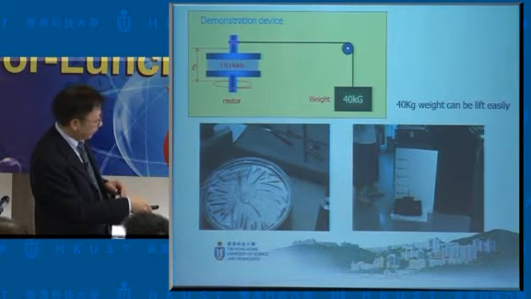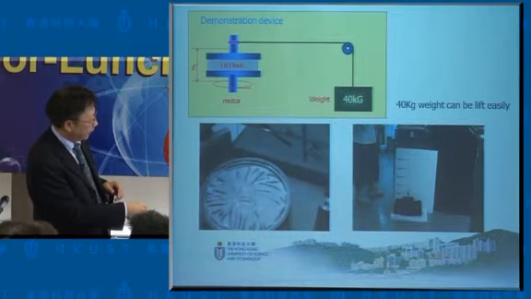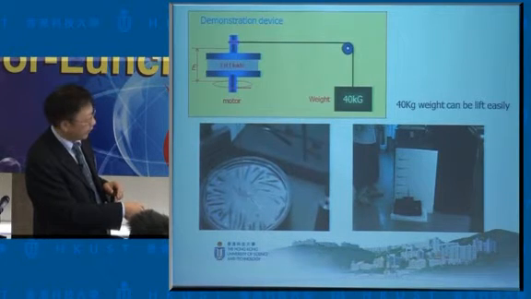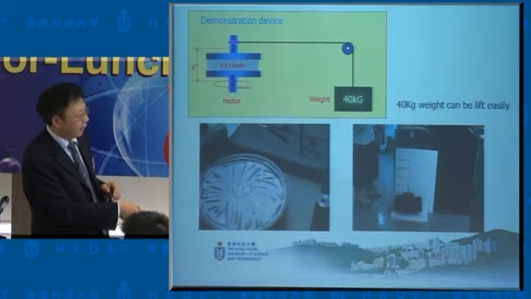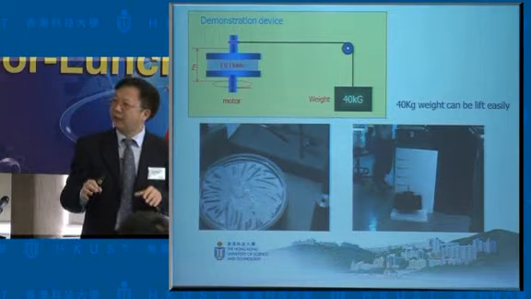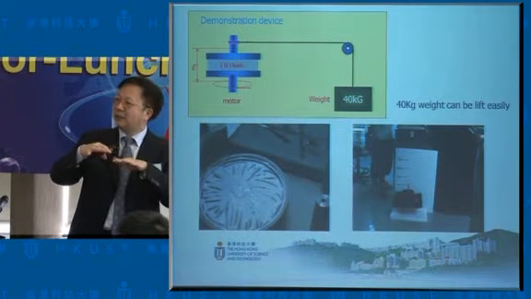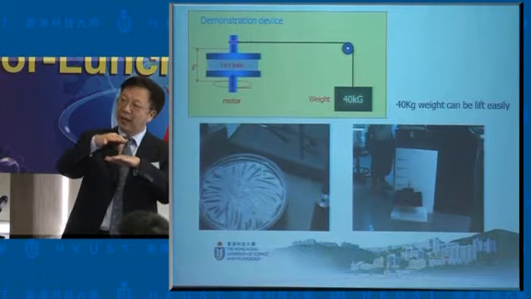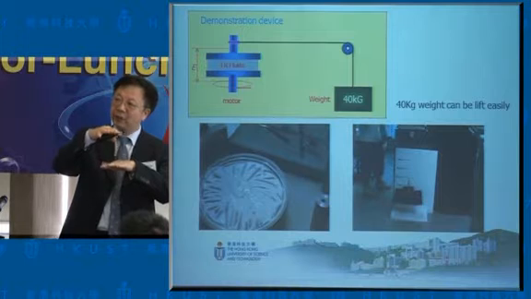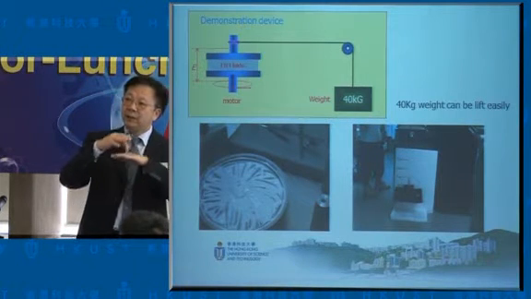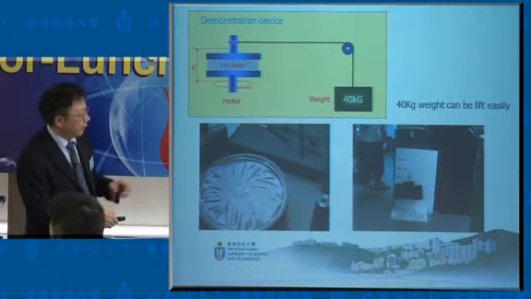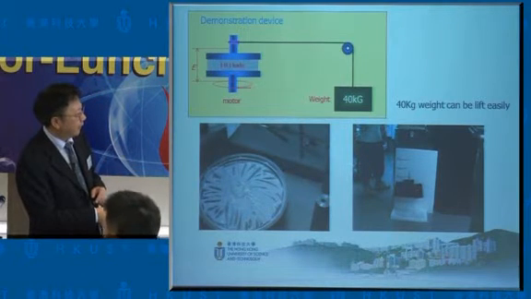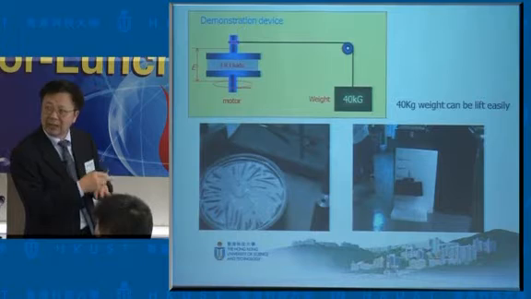So here you can see the ER fluid between the upper disc and lower disc. When you apply an electric field, it lifts up a 4 kilogram weight. That means ER fluid can easily act like a clutch. When you apply the electric field, it becomes coupled. If you release the electric field, it becomes decoupled. So if you turn off the electric field, it just falls down, because it is decoupled.